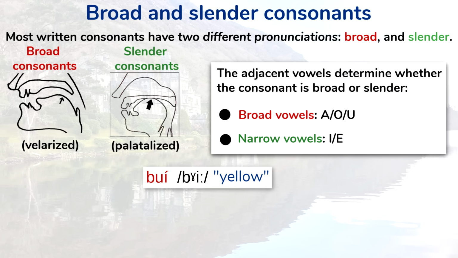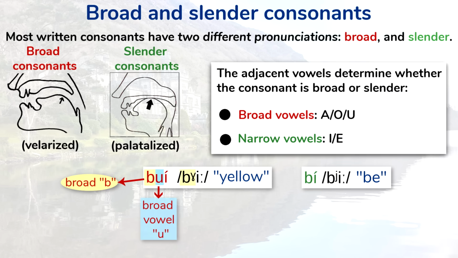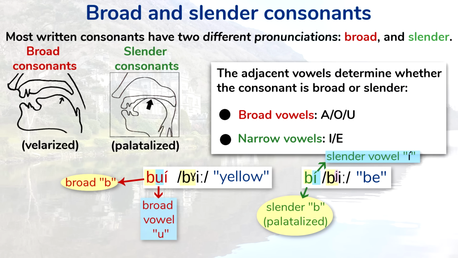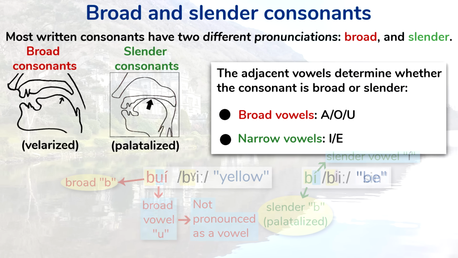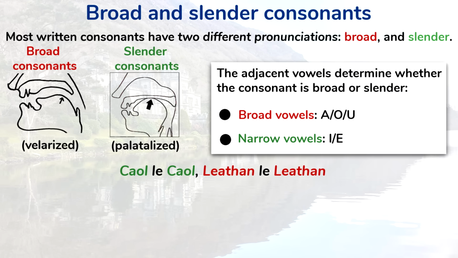Another example, buí, meaning yellow, and bí, meaning bee. This vowel and consonant are broad, and this vowel and consonant are slender. Again, this U is not pronounced as a vowel, but just indicates that the preceding consonant is broad. The basic rule is caol le caol agus leathan le leathan, which means slender with slender, broad with broad.